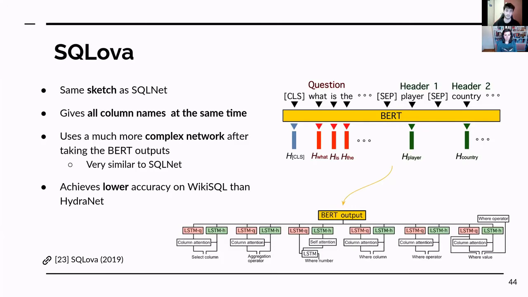And what SQLova does is it uses a much more complex network for these outputs, which in fact is very similar to SQLnet. It has 6 sub-networks and each one of them predicts a different part of the query sketch. And what is very interesting here is that SQLova achieves lower accuracy on WikiSQL than HydraNet. And this might be an indication that when we're using BERT or maybe language models in general, it is a good idea to follow the way that they were pre-trained when we're using them on different tasks.